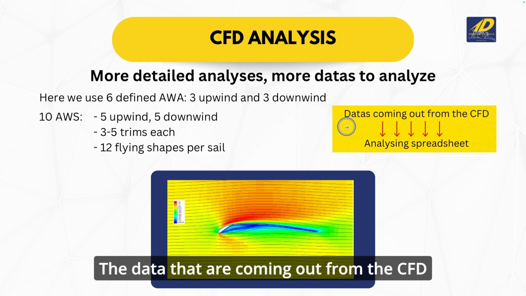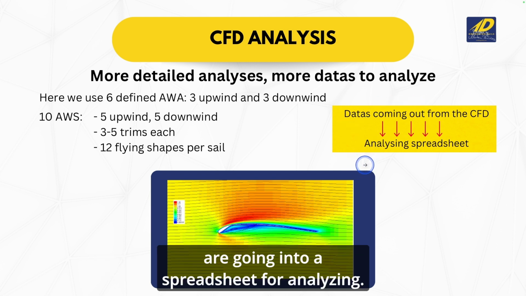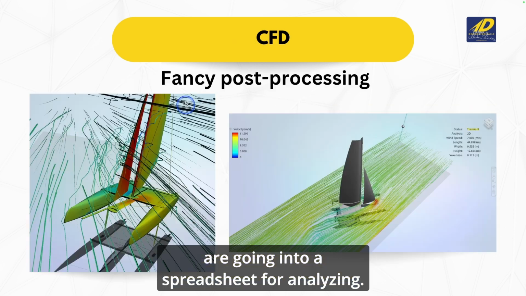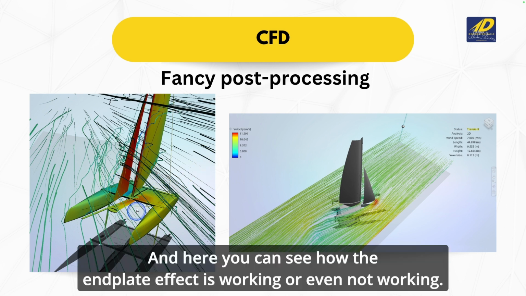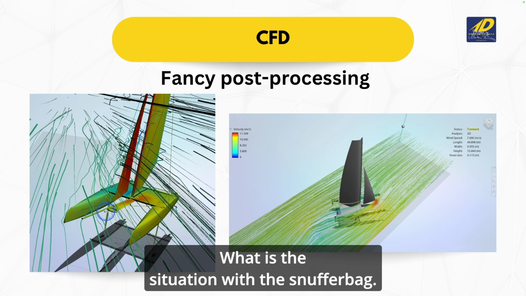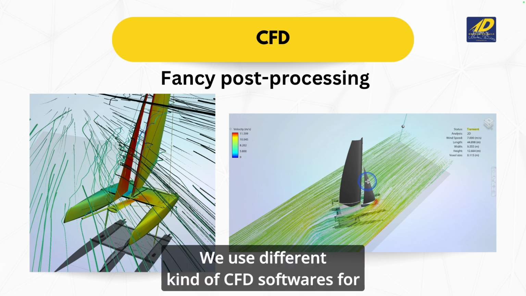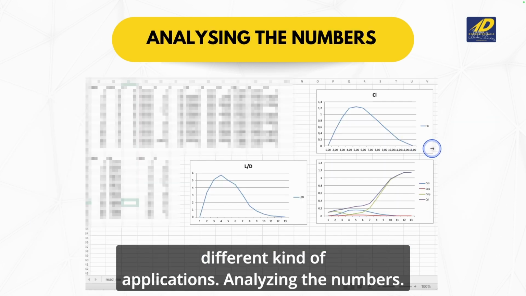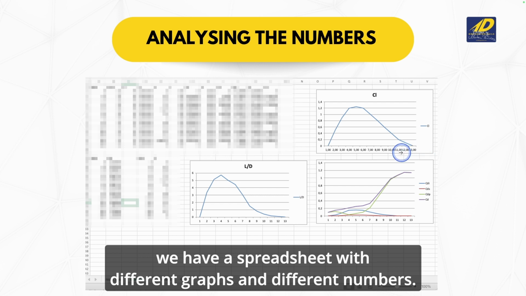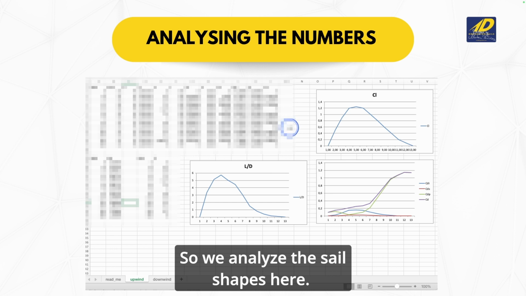The data that is coming out from the CFD goes into a spreadsheet for analyzing. We have some really nice post-processing of the CFD, and here you can see how the end plate effect is working or even not working. What is the situation with the snuffer bag? We use different kinds of CFD software for different kinds of applications. Analyzing the numbers, we have a spreadsheet with different graphs and different numbers. So we analyze the sail shapes here.